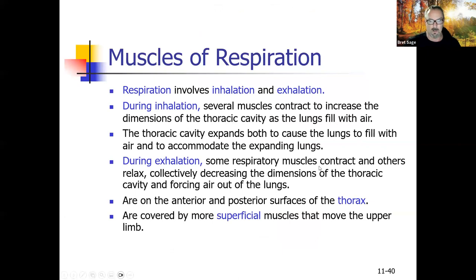During exhalation, some respiratory muscles contract, others relax. Normally, most of them relax, collectively decreasing the dimension of the thoracic cavity and pushing the air out. You find them on the anterior and posterior surfaces of the thorax, and they are covered by more superficial muscles that move the upper limb. So those muscles associated with your shoulder cover many of these muscles of respiration.